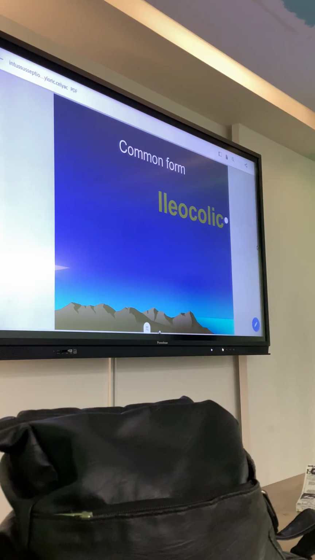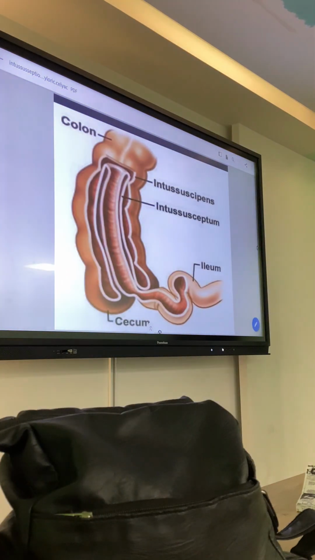Final exam question. Which one is the common form, Muhammad? Which one is the common form? Ileocolic. Ileum goes into the colon, that is the common form. This is telescopic, the intestine going into each other. The length of intussusception is very important. Sometimes it is short, sometimes it is too long, and the complication is more.